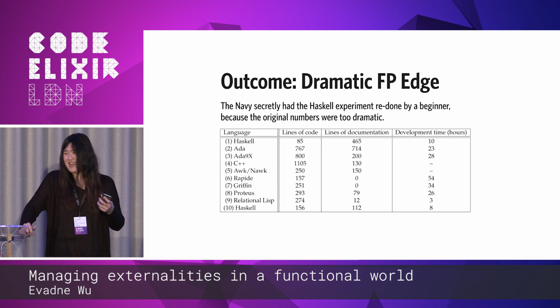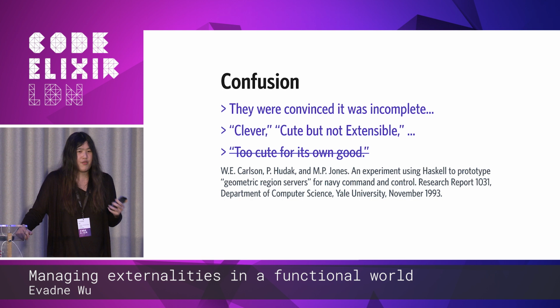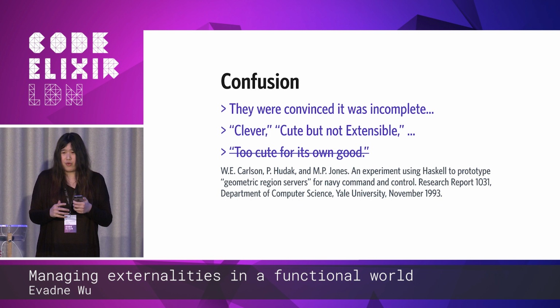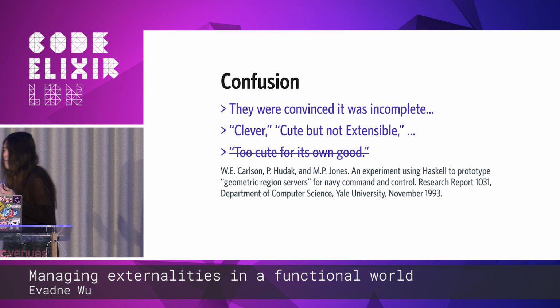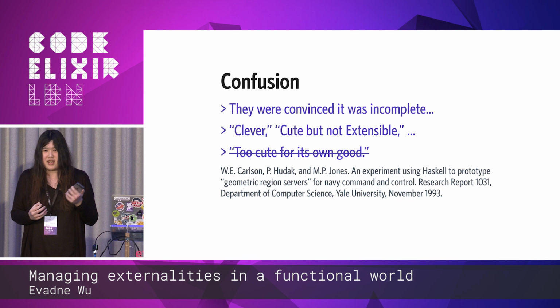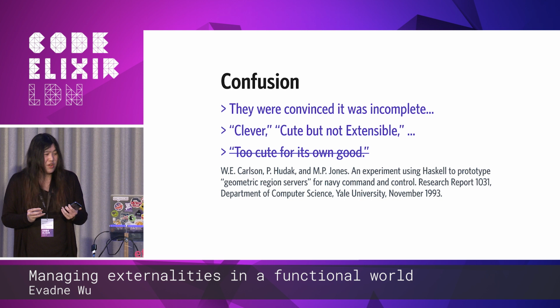Why? Because there was some kind of confusion. Quoting the author of the paper who wrote the original Haskell program, the authors were convinced that the program was incomplete, it was too small. Somebody said, oh, okay, it looks clever. Somebody else said, it could be a little bit better, it's cute, but it doesn't seem extensible because they're using data and code interchangeably. And somebody tried to say that it was too cute for its own good, but due to the protest of the author of the Haskell program, it was removed from the paper.